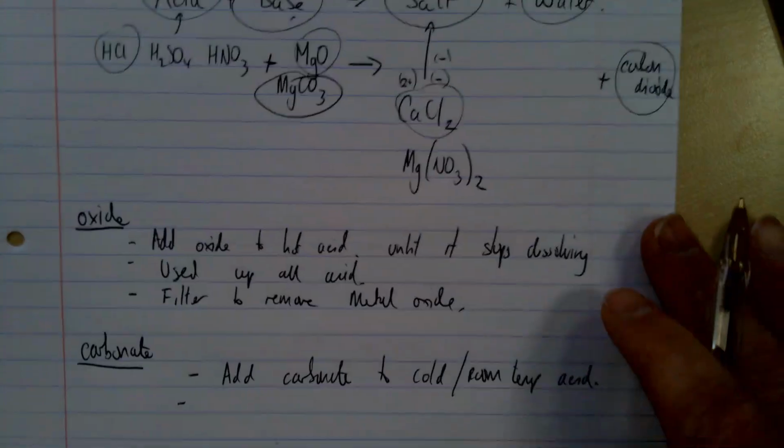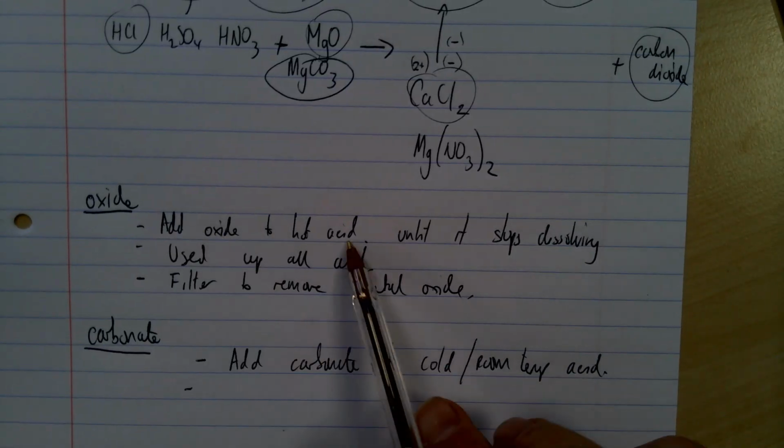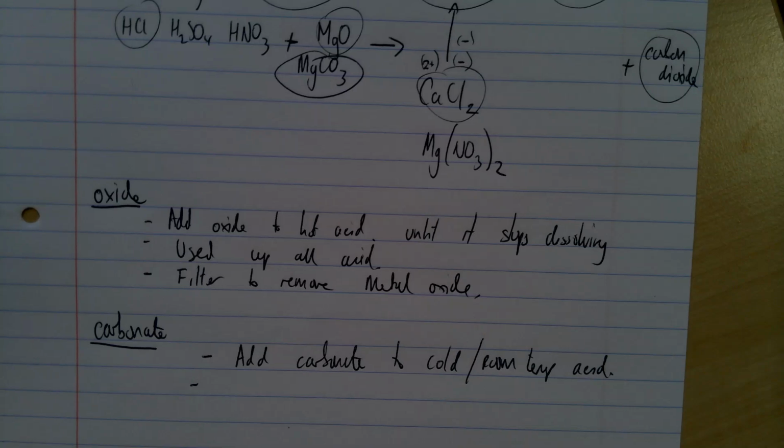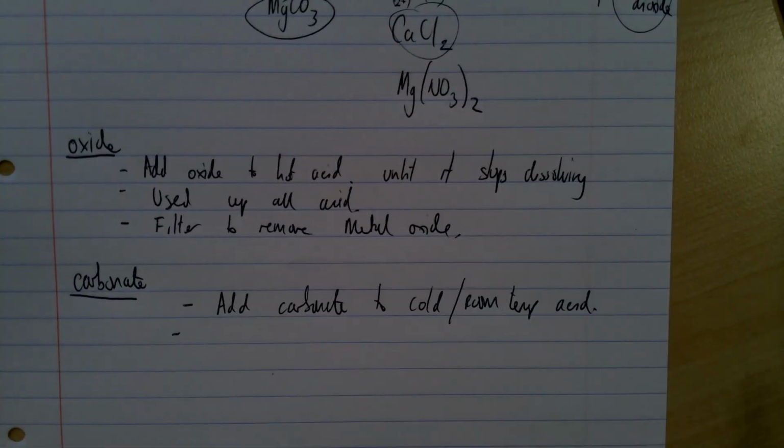The reason, by the way, we heat the acid with the oxide is this reaction is slow, and you know from the rates of reaction topic in paper 2 that if you heat it up, it will react faster. That's all it is. It's just so that it happens a bit quicker.